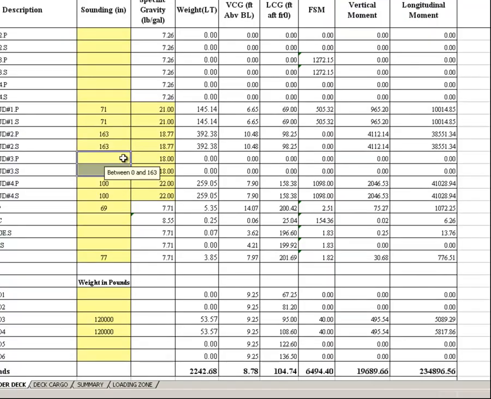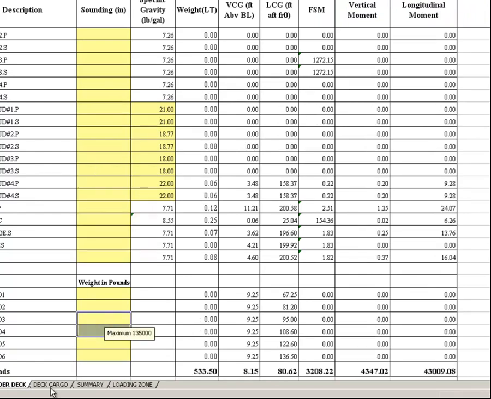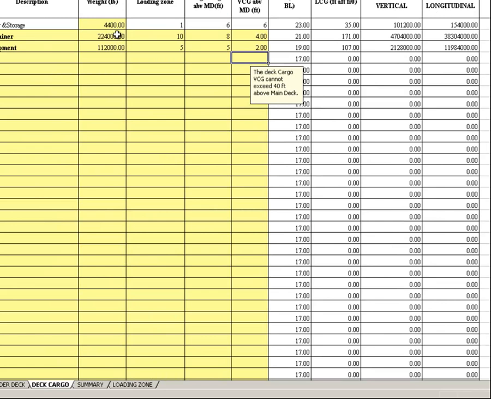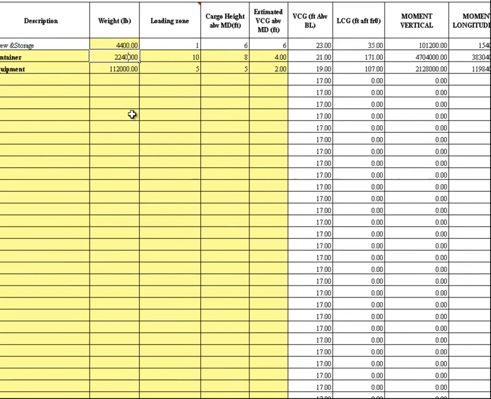Another reason for unsafe condition can be a high VCG deck cargo. In this condition the draft can be lower than the load line draft and the trim can be lower than maximum allowable trim, however the condition is unsafe.